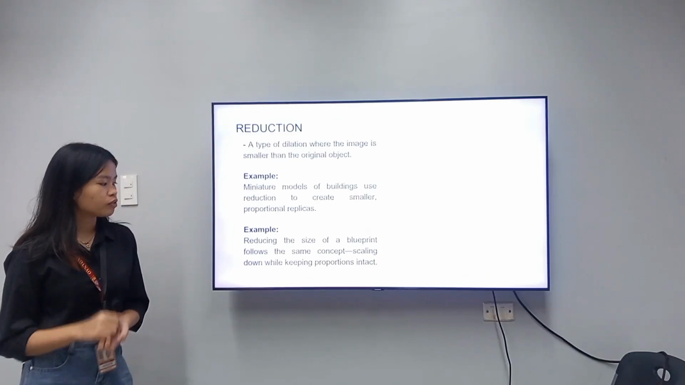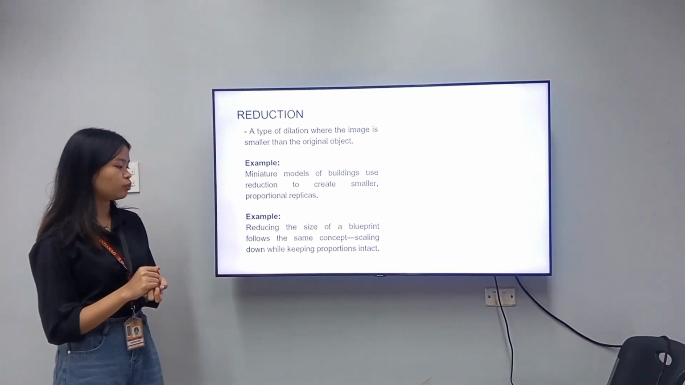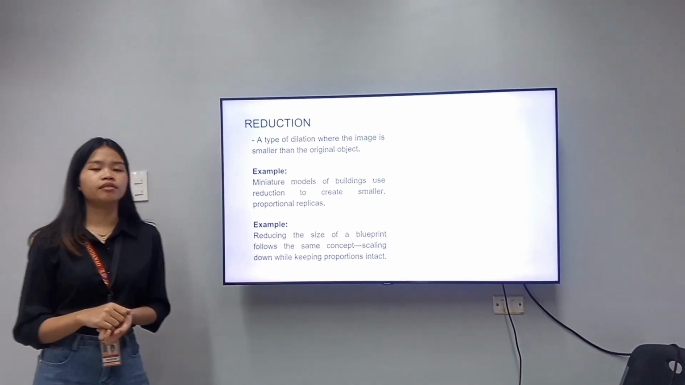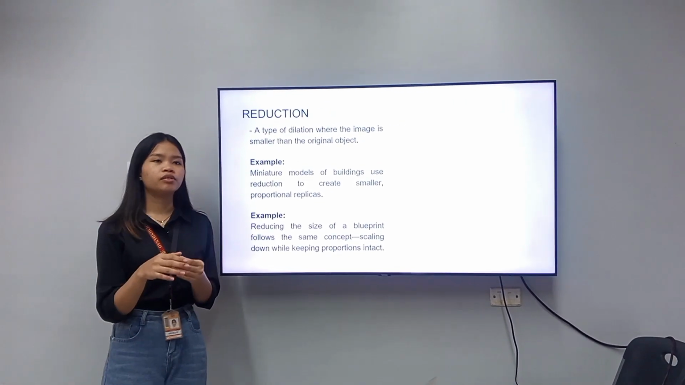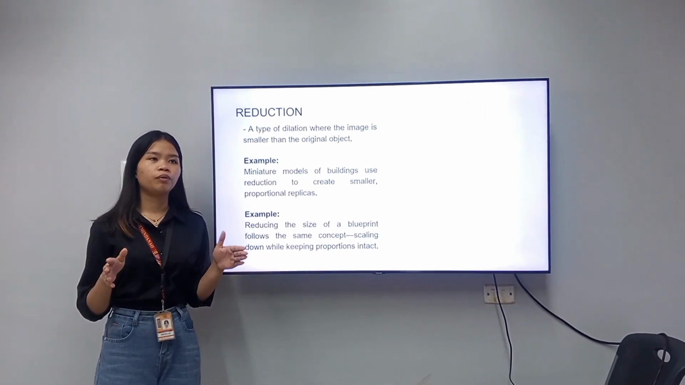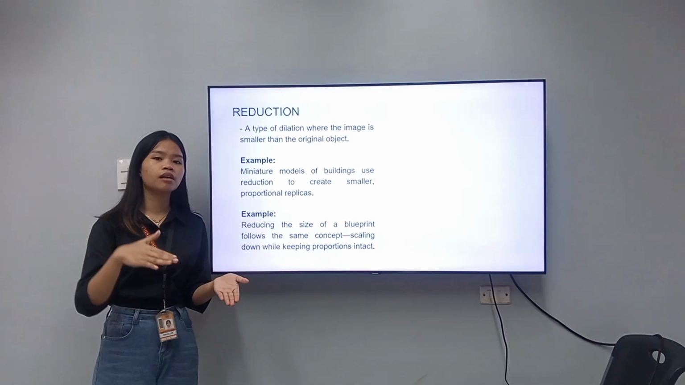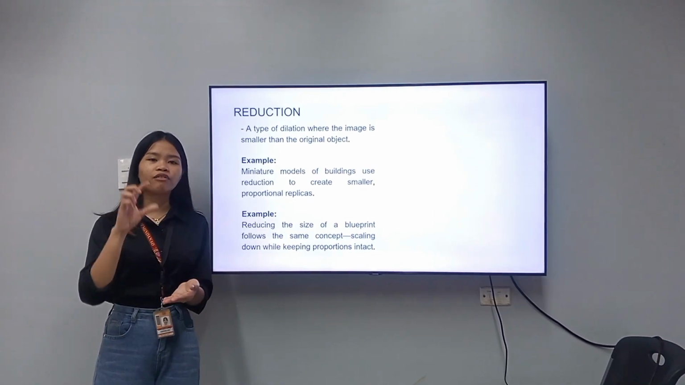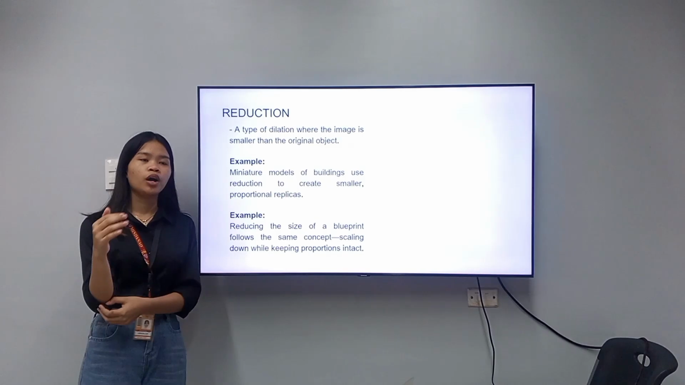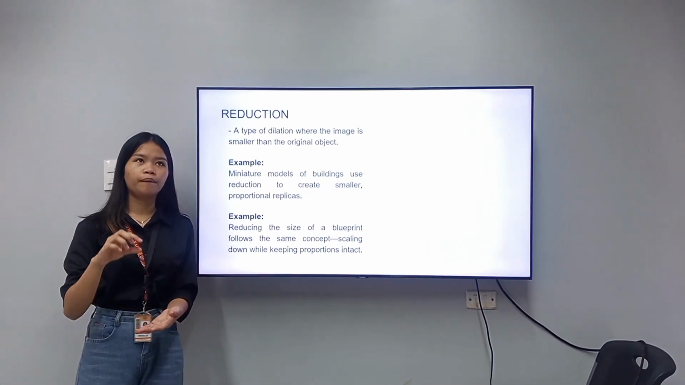Example two is reducing the size of a blueprint, which follows the same concept of scaling down while keeping proportions intact. For example, the original measurement of the building was 100 feet. We are going to reduce its size to 1 centimeter for every foot, so we ratio or scale it in a lower unit.